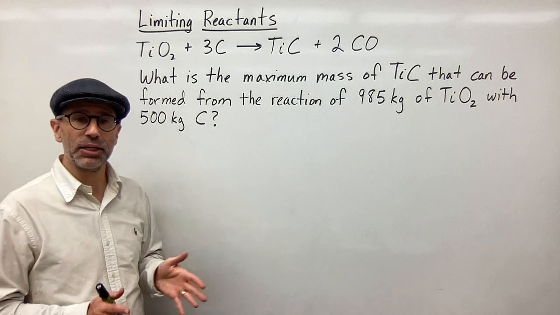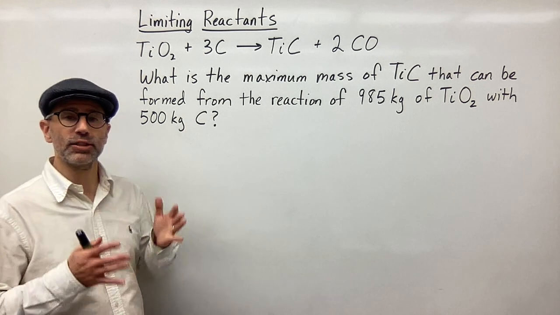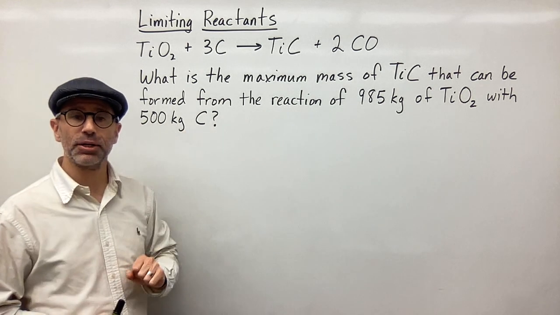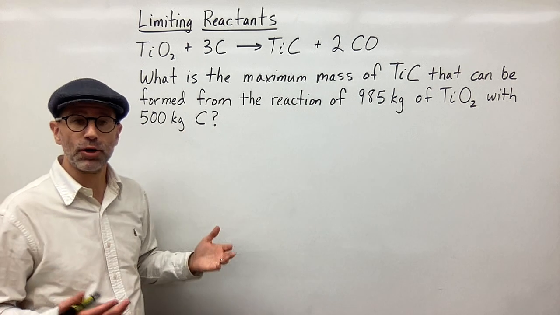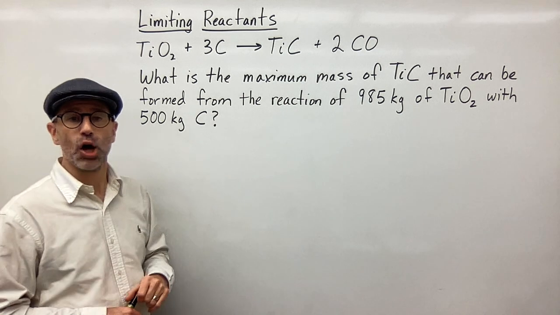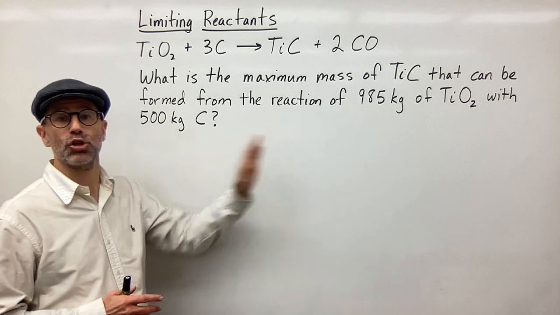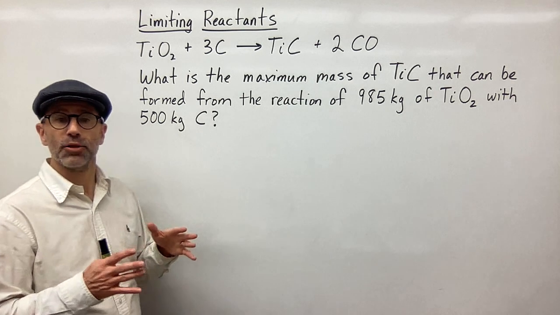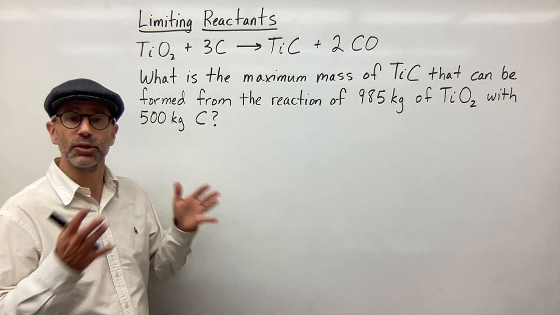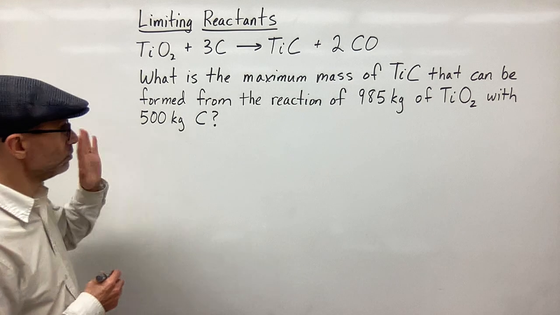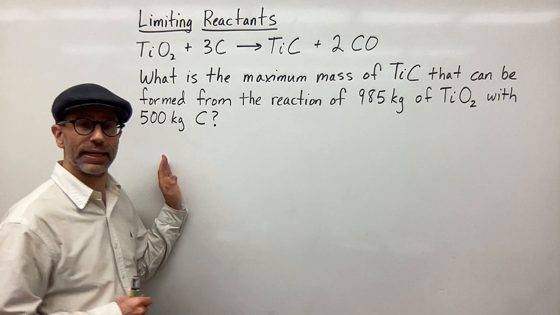So this is a limiting reagent problem because we first need to figure out which one of these is the limiting reagent. Which one of them is going to run out first? Which one of these is going to produce less product? So we need to figure that out first. We can't assume that they're both going to completely react and we're not going to have any left over.